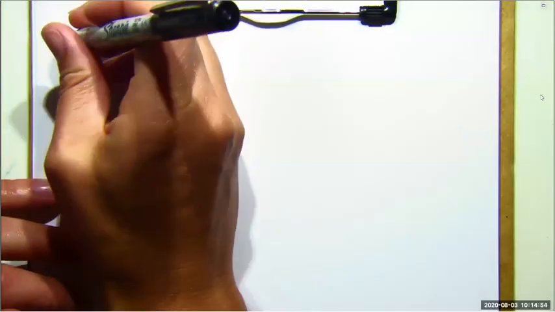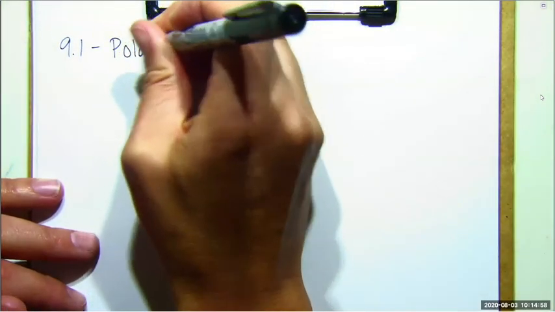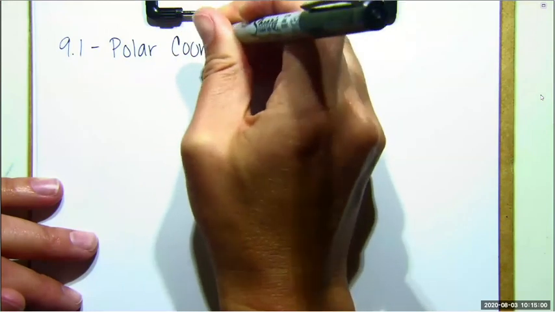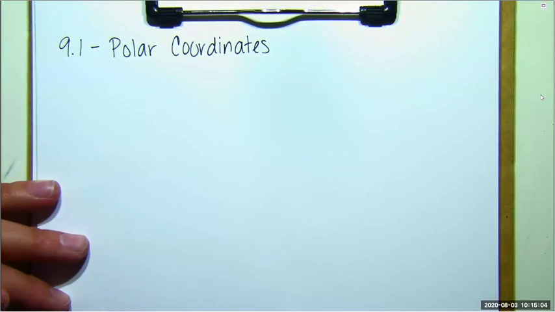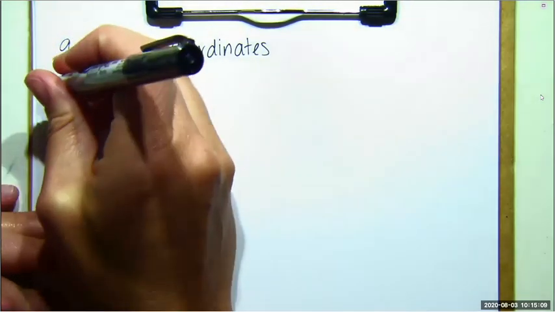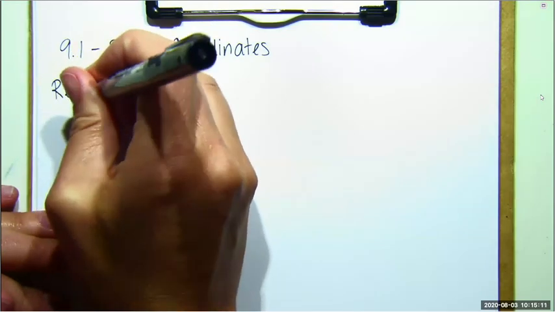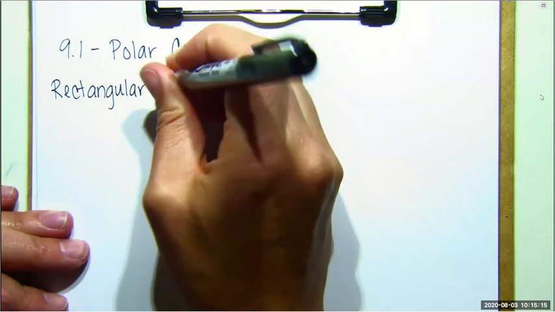So today we're starting section 9.1, which is on something called polar coordinates. So far in your math career, you have always plotted a point in terms of rectangular coordinates, x, y.